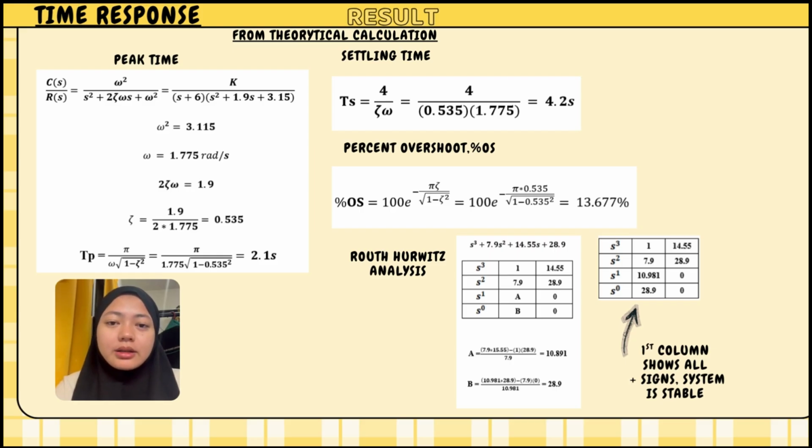Next is the summary of the time response result and the stability analysis. Using the dominant poles, the natural frequency is calculated as 1.775 radian per second with a damping ratio of 0.535. From these values, the peak time is 2.1 seconds, the settling time is 4.2 seconds, and the percent overshoot is around 13.7%. While for the Routh-Hurwitz table, it shows all positive elements in the first column, confirming that the system is stable.